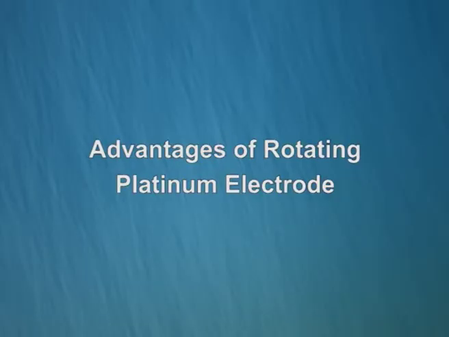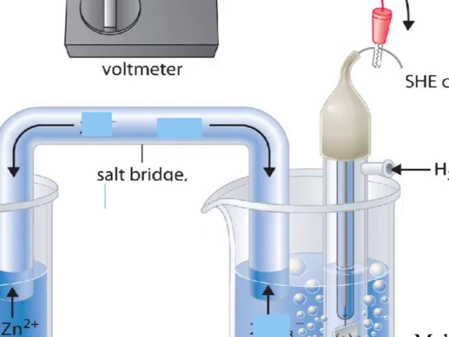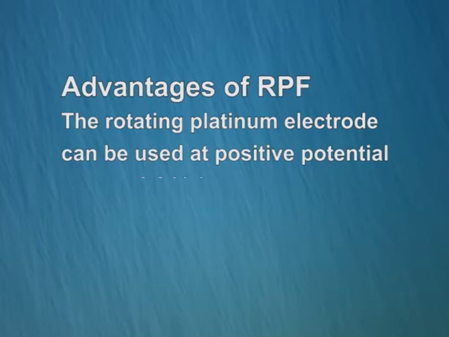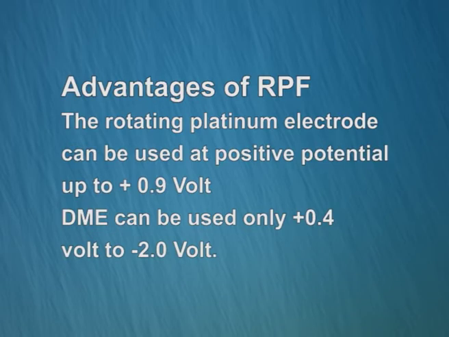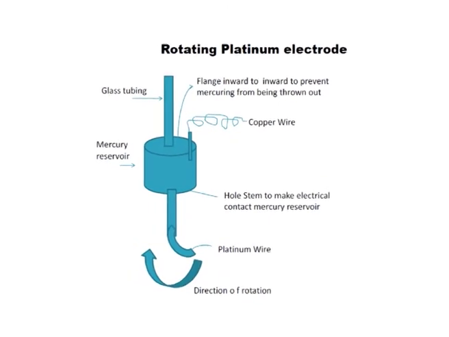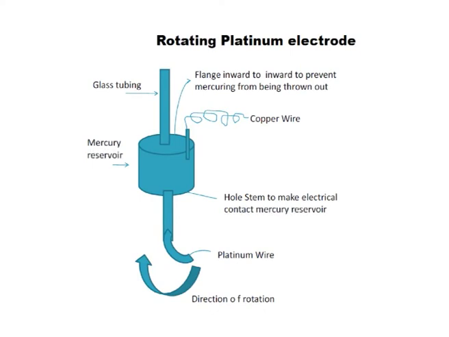Advantages of rotating platinum electrode. A. Diffusion current is 20 times larger than DME, which allows measuring small concentrations of ions. B. The rotating platinum electrode can be used at positive potential up to plus 0.9 volt, whereas DME can be used only from plus 0.4 volt to minus 2.0 volt. C. The electrode is simple to construct. The figure shows the rotating platinum electrode.